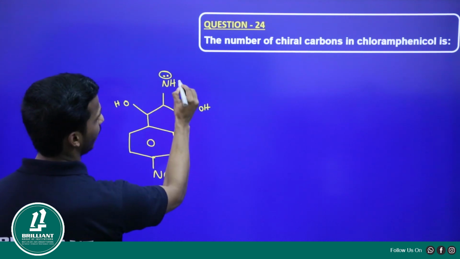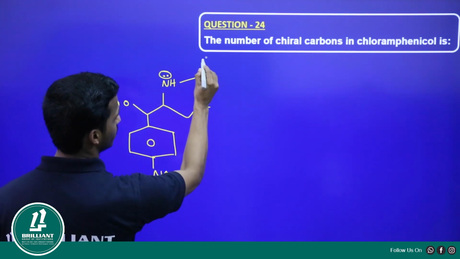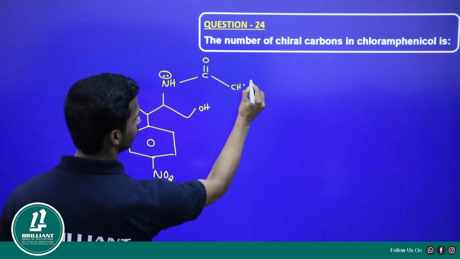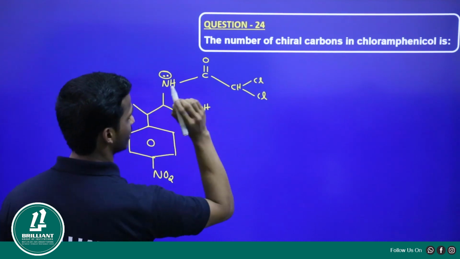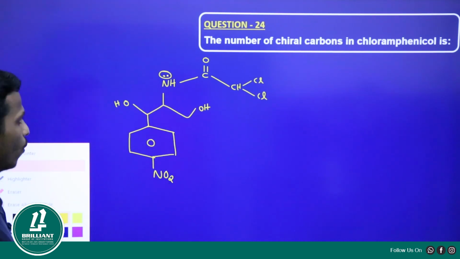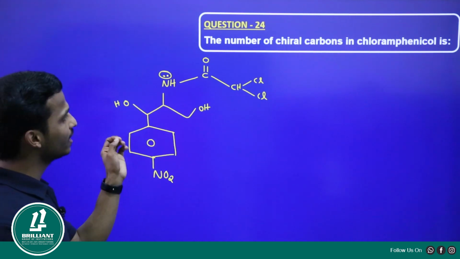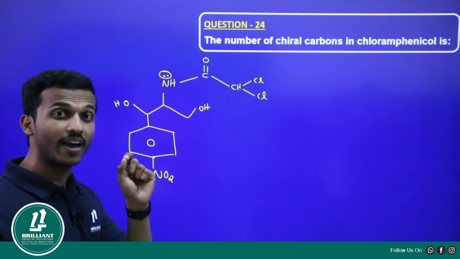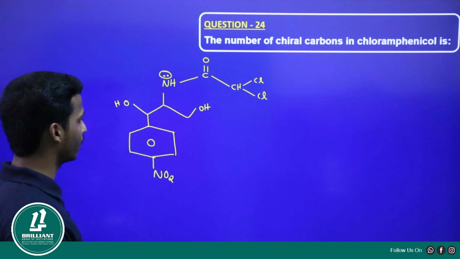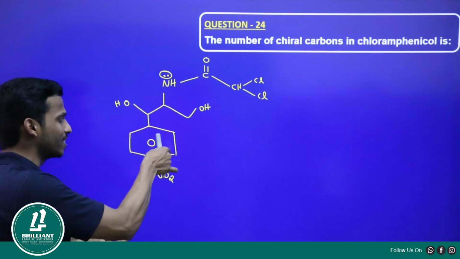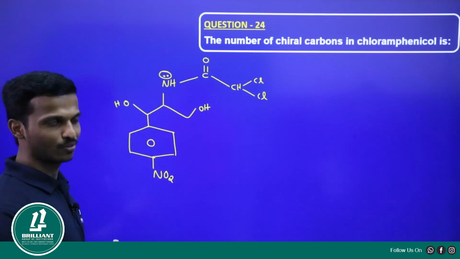It has one lone pair, and then we have a CO group and CHCl2. This is the structure of chloramphenicol. In this structure, how many chiral carbon atoms are present in total? You don't need to bother about the benzene carbons because they are achiral, right?